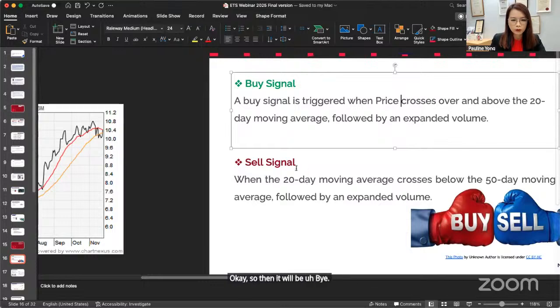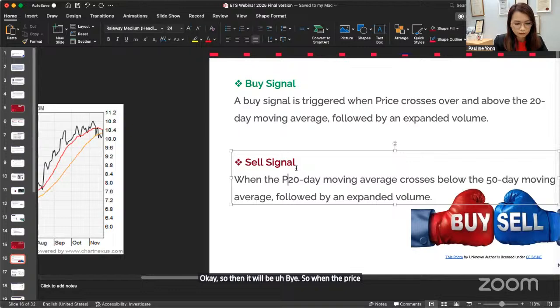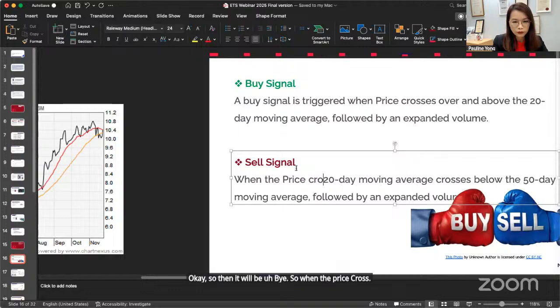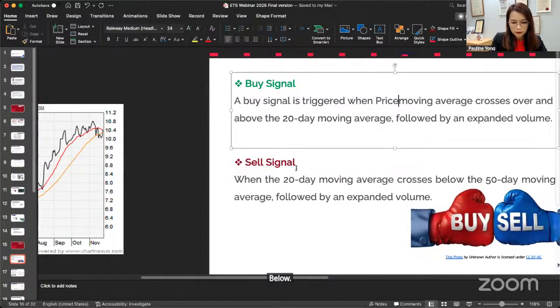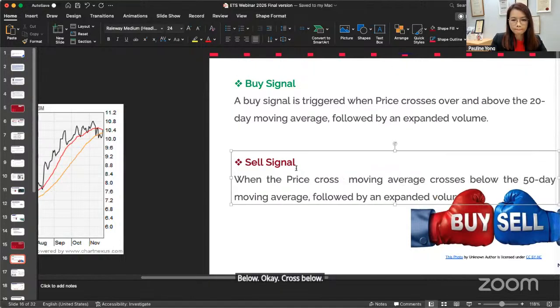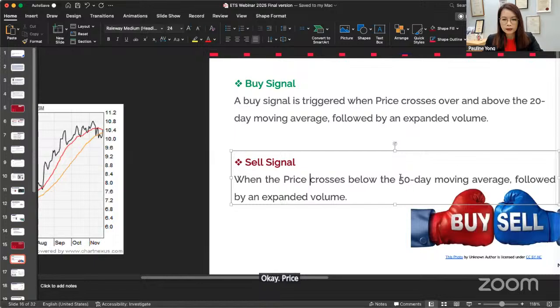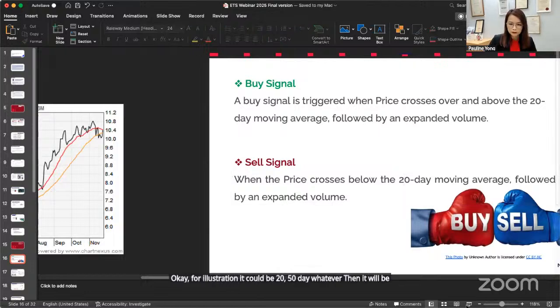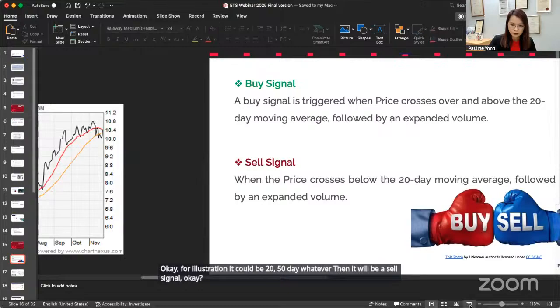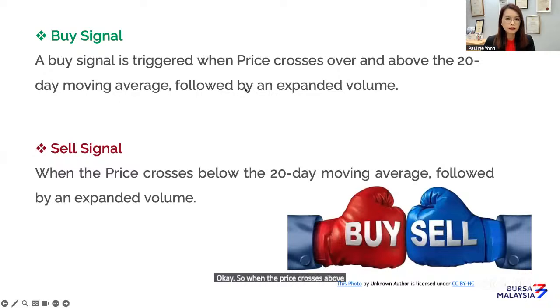So when the price crosses below the 20 MA line, for illustration it could be 20, 50-day, whatever, then it will be a sell signal. So when the price crosses above the 20 MA line, then followed by the volume expanded.